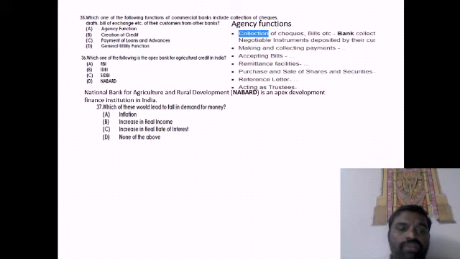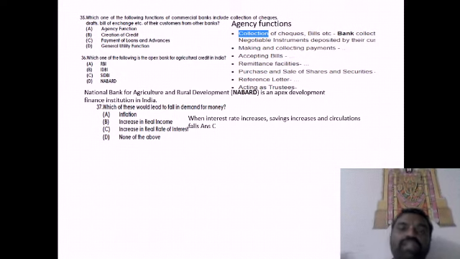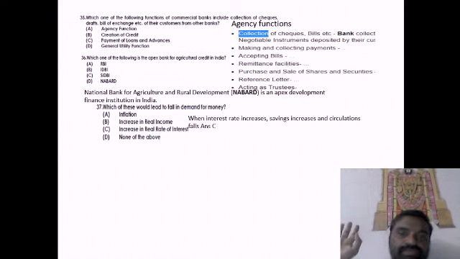Which of these would lead to a fall in demand for money? When the interest rate increases, savings also increase and circulation falls. So when the interest rate increases, all people will go to the bank and invest in the bank, or they will invest somewhere, or they will save somewhere, right, because of the interest rates.